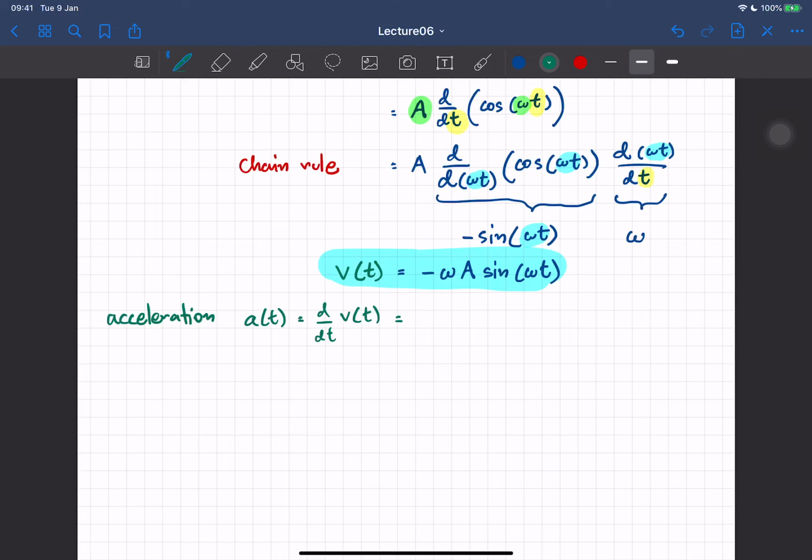So you're gonna get minus omega squared, another factor of omega coming from another application of the chain rule. And then a, and then sine goes back to cosine omega t like this. Again, make sure that you understand why this is the case. So I show you only the result here.